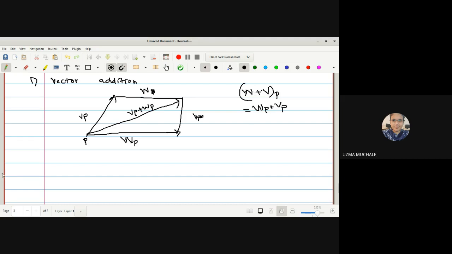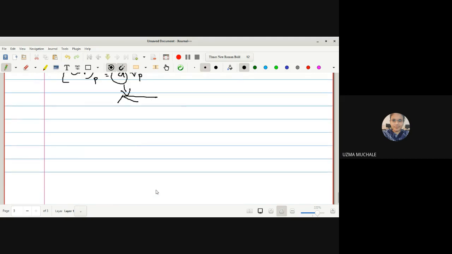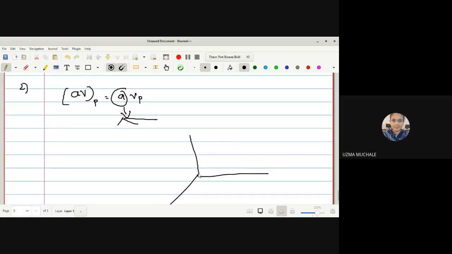Now what about scalar multiplication? Yes, scalar multiplication means A times V at a point P is nothing but A into VP. Everything simply depends on this scalar. It may be either 0, less than 0, or greater than 0. Okay. Suppose here is some vector VP, right? All things we are going to imagine on the E3 space. So that's why I have written VP. Then A is a scalar.